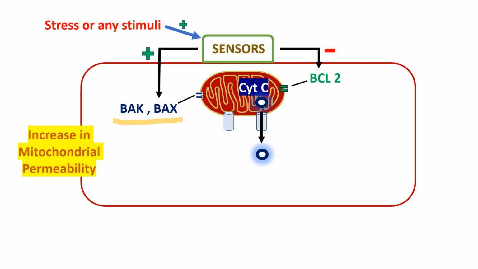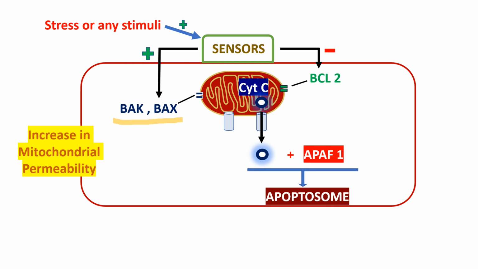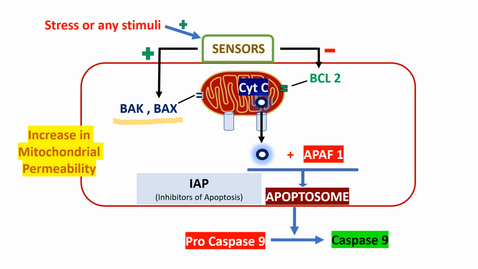When this cytochrome C comes into the cytoplasm, it will form a complex with apoptotic protease activating factor 1, and this complex is known as the apoptosome. This apoptosome will convert procaspase 9 into caspase 9. So this is the whole mechanism of the intrinsic pathway. Here we also have inhibitors of apoptosis inside the cytoplasm of the cell. What will these inhibitors of apoptosis do? They will check the conversion of procaspase 9 into caspase 9.